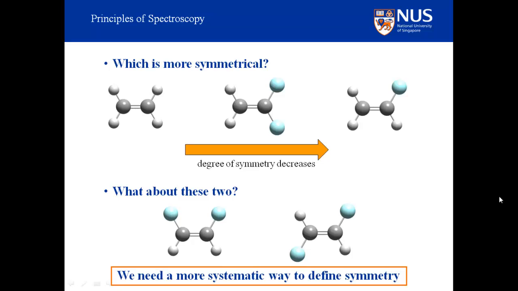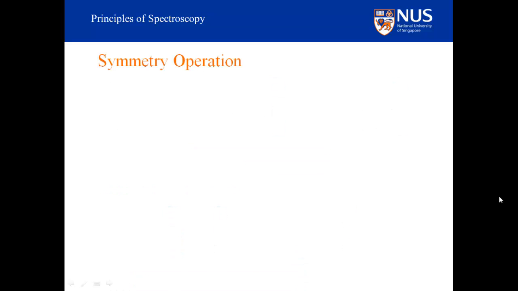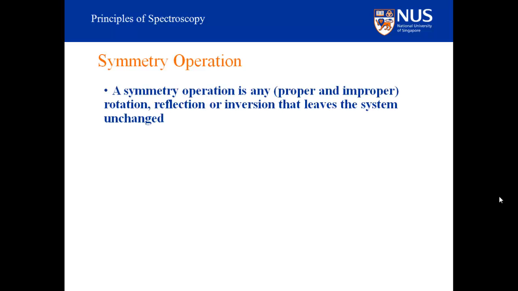What we certainly need is a more systematic way of defining symmetry. I think we are getting closer to that. We've identified it has to do with identifying symmetry elements, rotational axes, mirror planes, as well as other symmetries that might not be as familiar to you. So what is it, then, this thing I call a symmetry operation? A symmetry operation is any proper or improper rotation, reflection or inversion that leaves the system unchanged.